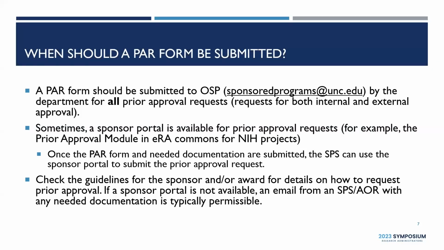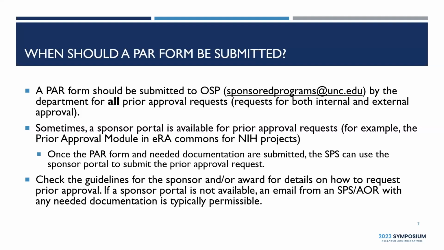So in order for OSP to process a prior approval, we do need the PAR form to be submitted to OSP. So even if it's something that OSP can internally approve, we still need that PAR form. So for example, if NIH, you want to do a no-cost extension and you already know you can just go into the system and approve it, we don't need to ask the sponsor. You still need to submit that PAR form for OSP to get that process started and submitted in the system.